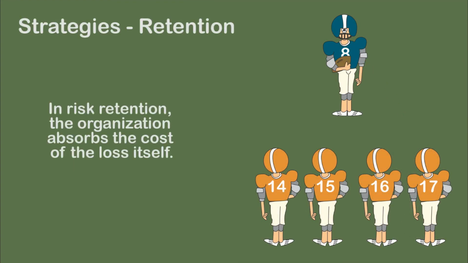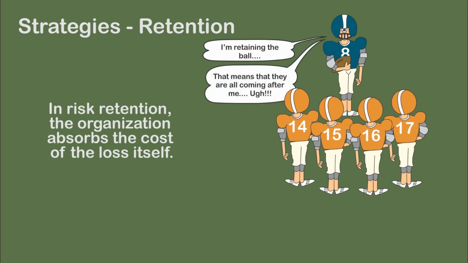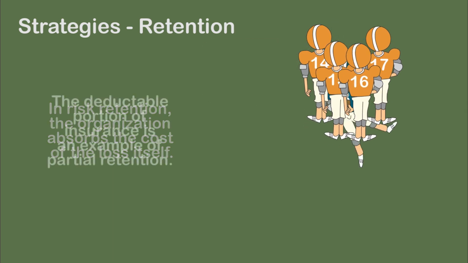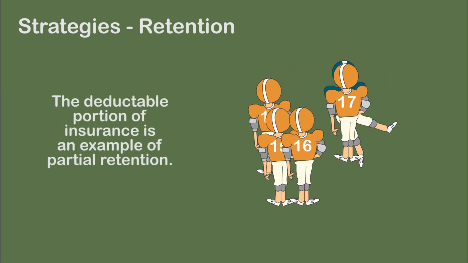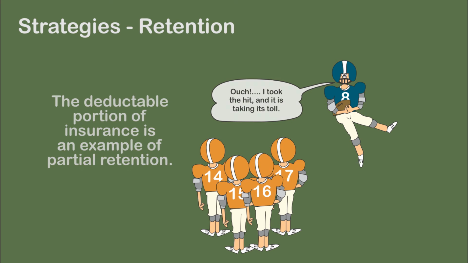Retaining risk is where the organization assumes the cost of the loss itself. Governments are often self-insured and pay for the losses through tax revenues. Private entities may have a sinking fund. Deductible insurance is a form of partial retention. The deductible portion is the retained portion.